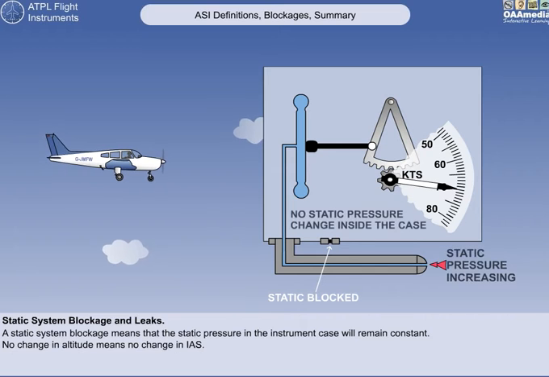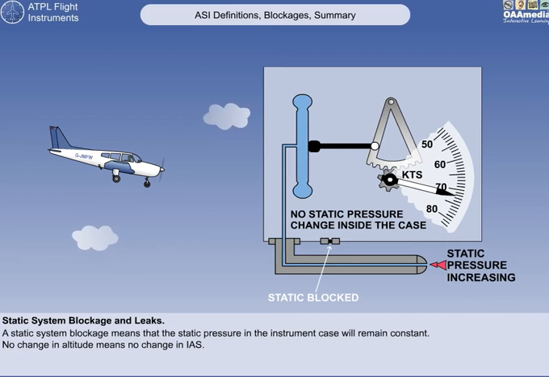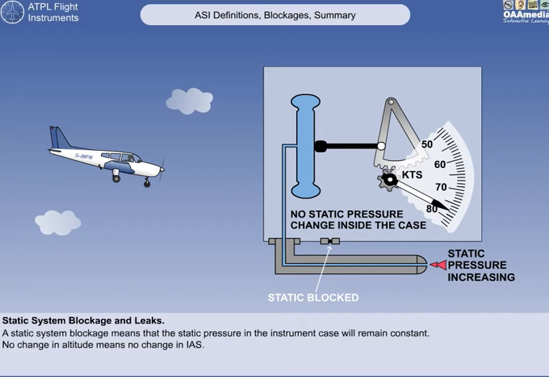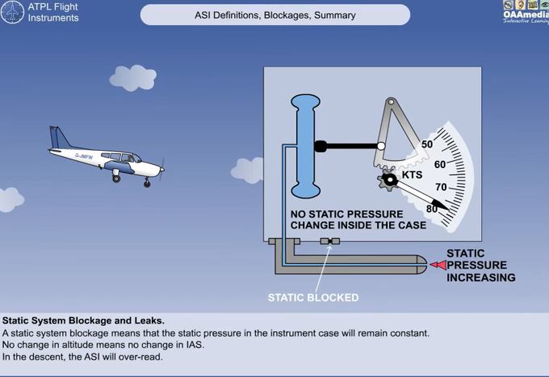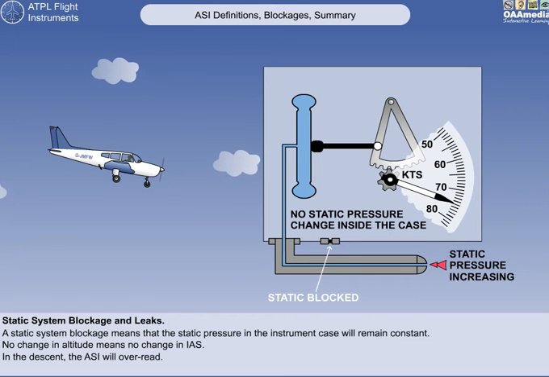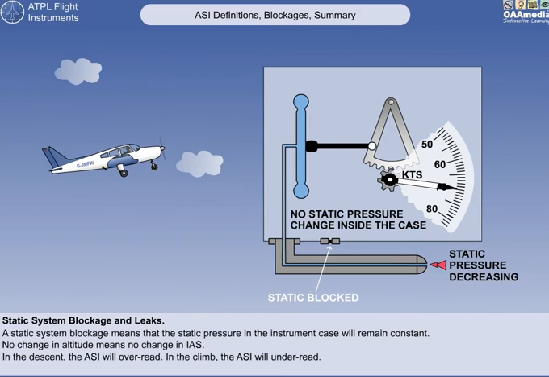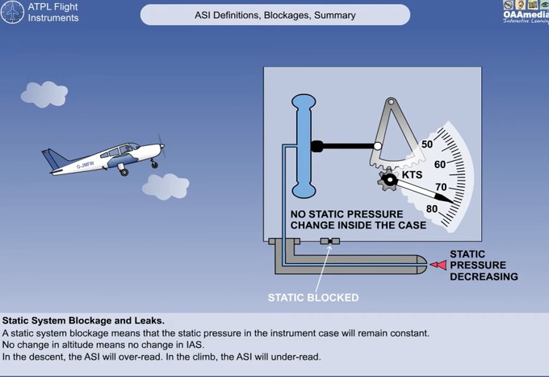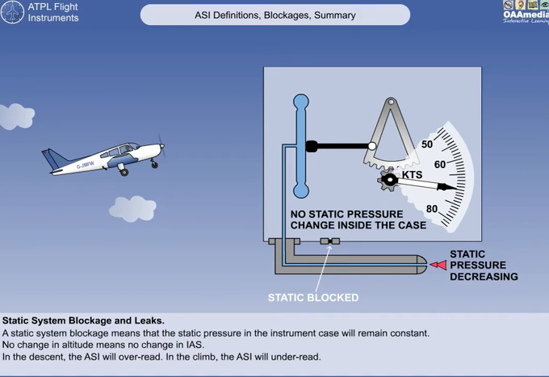However, in the descent, the static pressure in the instrument case will remain trapped at the higher altitude air pressure, and will therefore remain at low pressure. This will allow the metal capsule, which is being fed by correct pitot pressure, to expand by an excessive amount. Therefore, in the descent, the ASI will overread. Conversely, in the climb, the static pressure in the instrument case will become artificially high, and the metal capsule would not be able to expand correctly. The ASI will therefore underread.